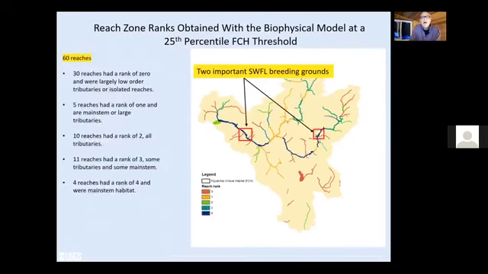All right, so looking at this ranking system, the 60 reaches, you can see that there's 2 important breeding grounds that we just wanted to quickly check. One is the Gila Cliffs on the right, and the left is Fort Thomas. They both have a lot of flycatcher breeding. And we just wanted to see if this ranking scheme did a good job of capturing those areas. And it did, so that gives us some confidence that this methodology is working.